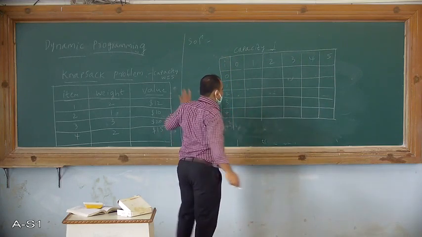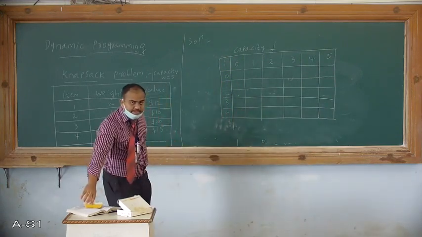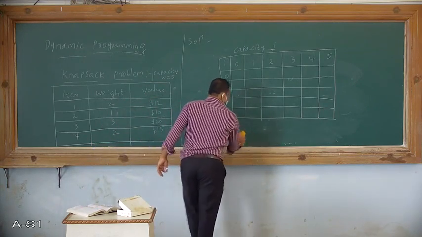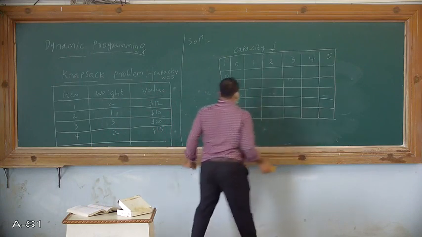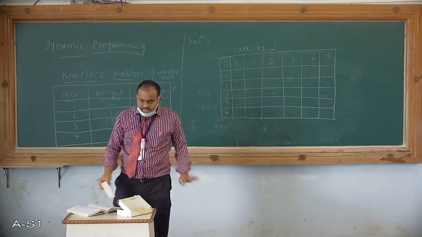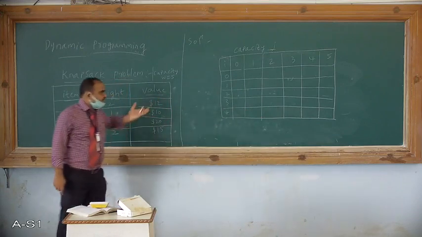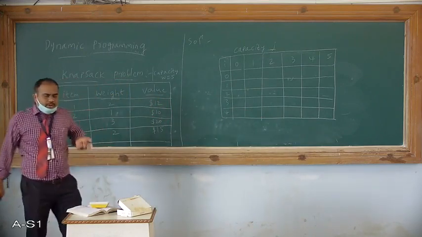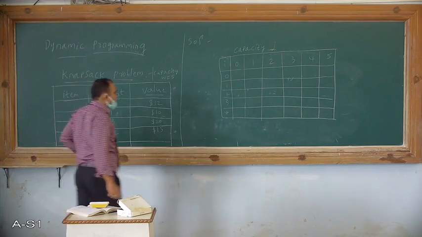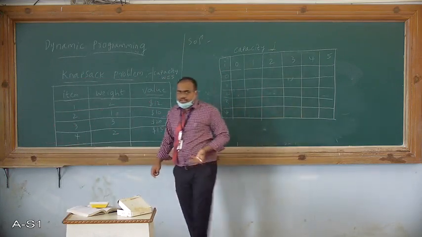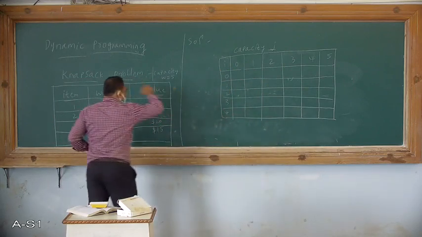So we have constructed one table. You can observe here a table is being constructed. We will fill these columns. So what have we done? What is the capacity of J? That is 5. We have taken 0 to 5, and items are 4, so we have written 0, 1, 2, 3, 4.